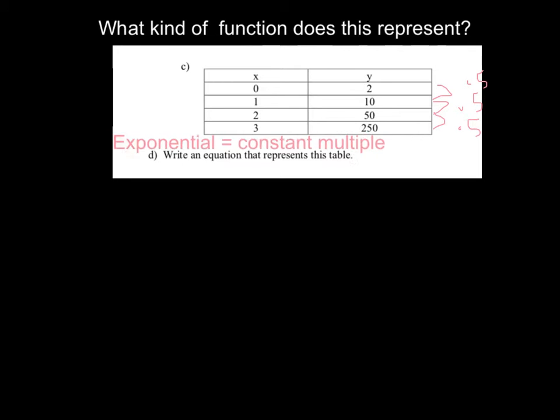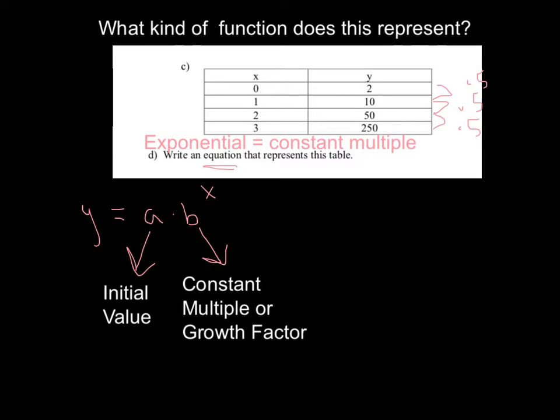Our model equation for exponential equations is y equals a times b to the x. As you notice here, a is our initial value, our initial y value was 2, and b is our constant multiple, more officially known as the growth factor. So we have y equals 2 times 5 raised to the x. Another more formal way to write this would be f of x equals 2 times 5 to the x.